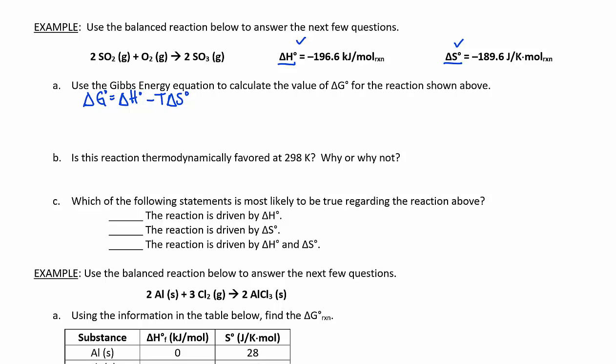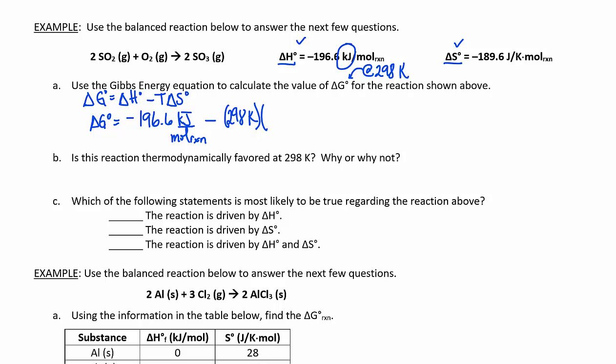Okay, so each of these say that they're at standard temperature. So we're going to assume that this is at 298. On the AP problems, they will tell you that. So it should tell you that it's at 298, or it'll give you a different temperature. So this is what we're going to do. We're going to use 298. So delta G naught is going to equal a negative 196.6 kilojoules per mole reaction minus the temperature, which is 298 Kelvin, times the delta S, which is negative 189.6 joules per Kelvin mole reaction.